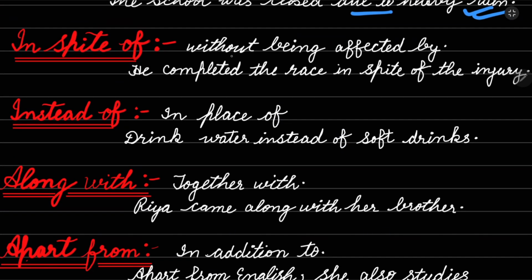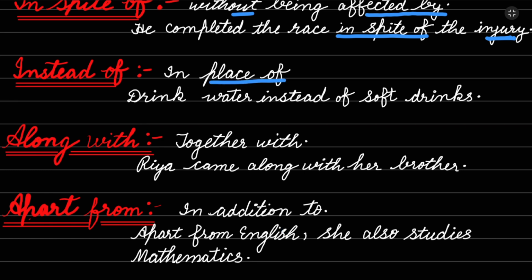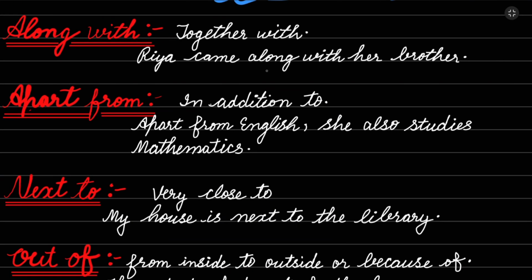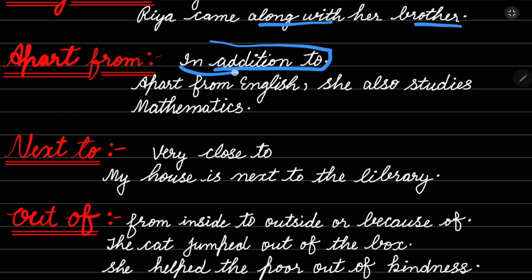Next, in spite of, without being affected by. He completed the race in spite of the injury. Instead of means in place of. Drink water instead of soft drinks. Means in the place of soft drinks, we should drink water. Along with means together with. Ria came along with her brother. Apart from means in addition to. Apart from English, she also studies mathematics. Means she studies English and mathematics. So, how will we say? Apart from English, she also studies mathematics.